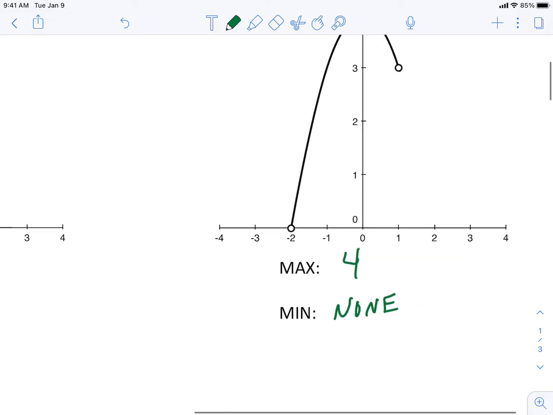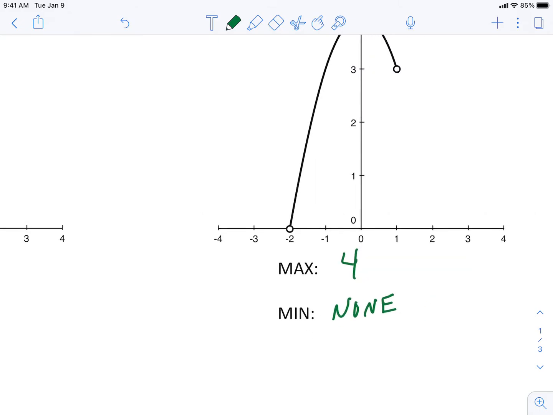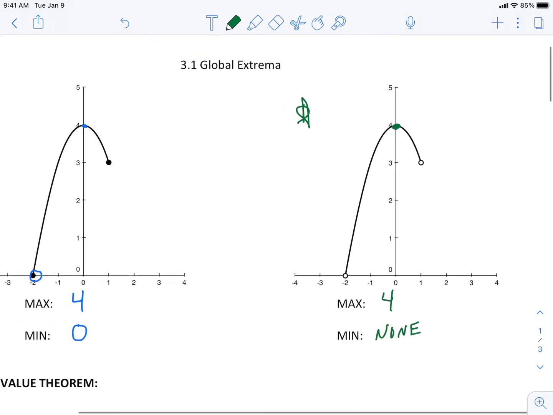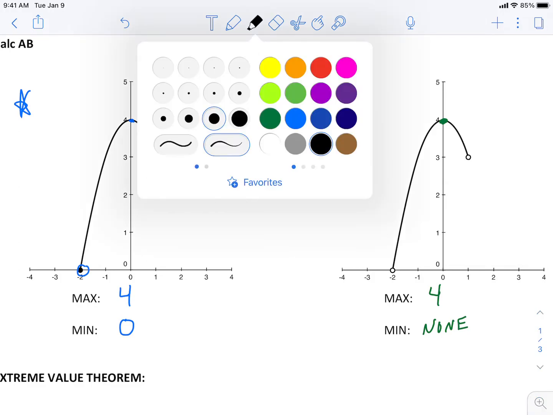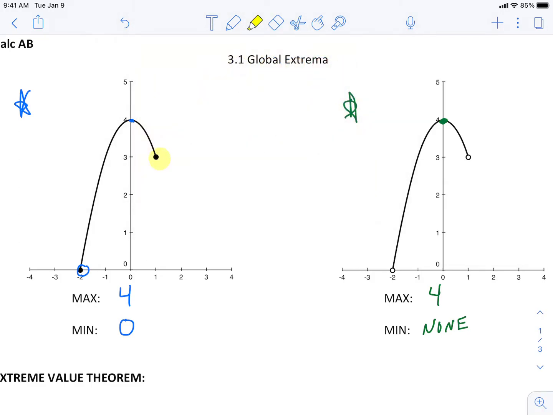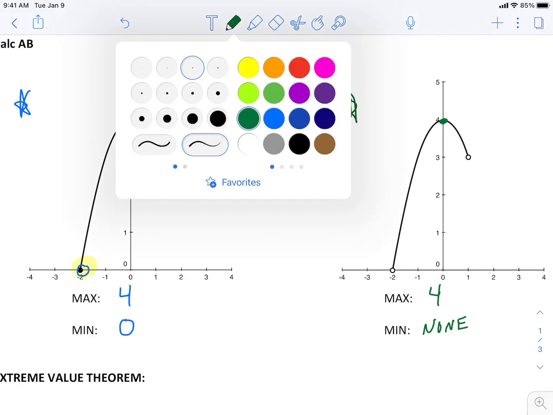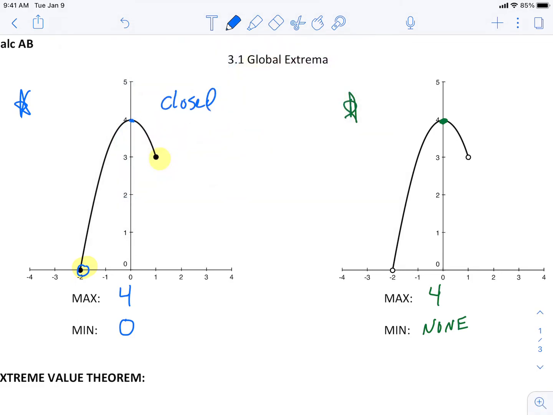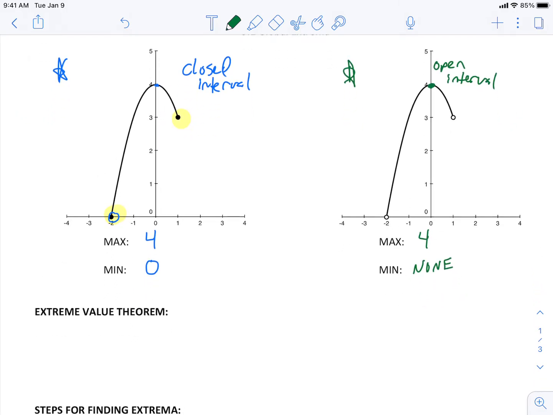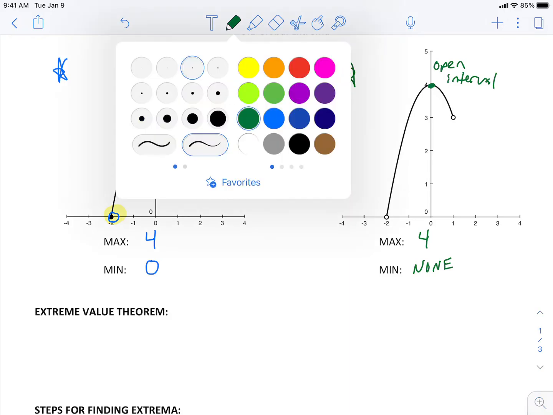So basically, anytime we have an open interval, notice the difference here. Here we have a closed interval. The beginning to the end is closed. Here we have an open interval. And so the extreme value theorem deals with the closed interval scenario only.